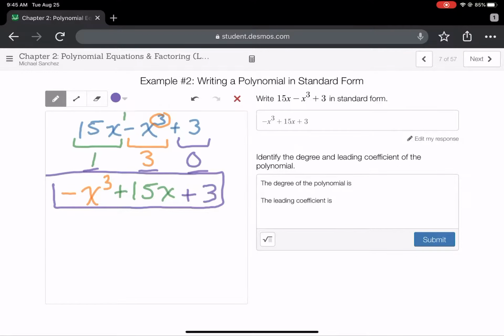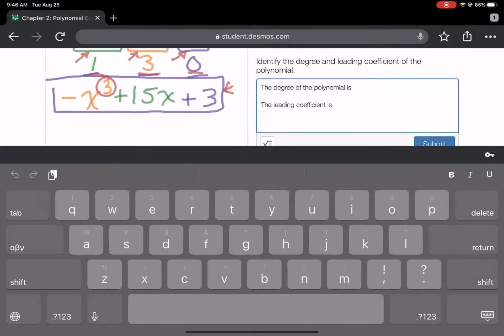And then I'm going to identify the degree of the polynomial and my leading coefficient. So let's talk about those two parts. The degree of a polynomial, so this is a polynomial. These are individual monomials. So the degrees of the monomials are 1, 3, and 0. But the degree of the polynomial is the degree of the largest monomial. So the degree of this polynomial is 3.